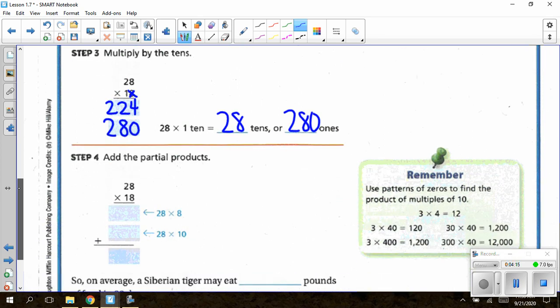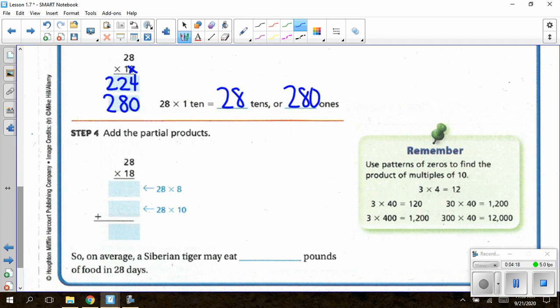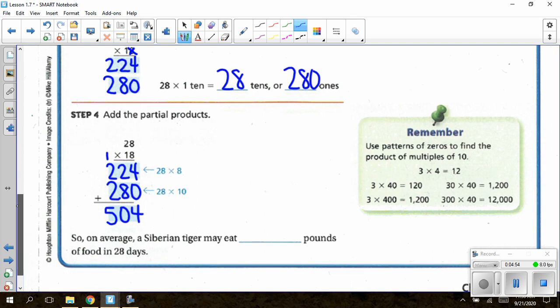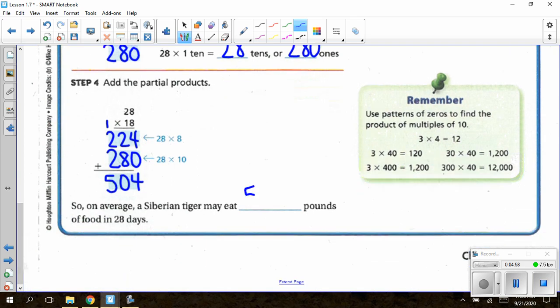So now that I have both partial products, I have the partial product for the 28 times 8, which was 224, and the 28 times 10, which was 280. Notice how my numbers are nice and lined up. That is because I now need to add these two partial products together. Keeping them in a nice straight line will help you make sure you are adding the correct digits together. So to get my final answer, 4 plus 0 is 4, 2 plus 8 is 10, drop the 0, carry the 1, 2 plus 2 is 4, plus 1 is 5. So that means, on average, a Siberian tiger may eat 504 pounds of food in 28 days.